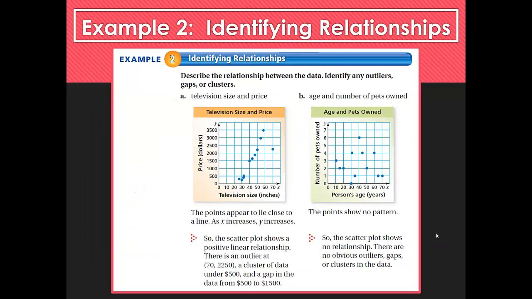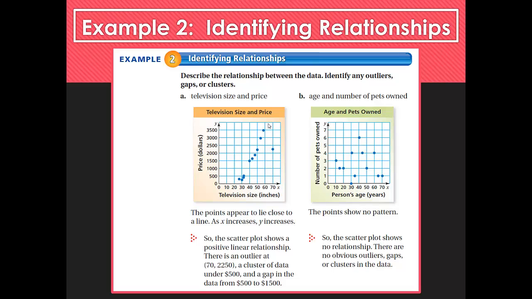For our second example, we're identifying relationships. Describe the relationship between the data. Identify any outliers, gaps, or clusters. So for A, we're looking at television size and price. So you can see that we have along the bottom the television size, and along the side we have our price in dollars. The points appear to lie close to a line. We could take a line and we could draw it through the points.